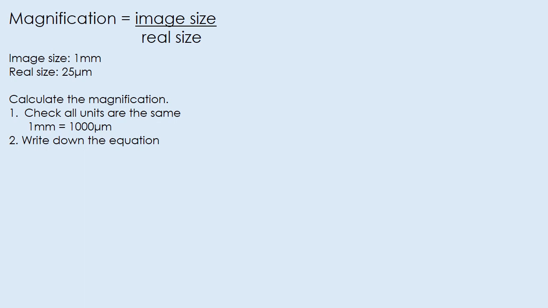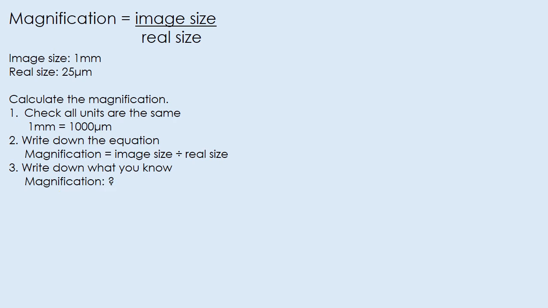Next up, we're going to write down our equation. So we know that magnification equals image size divided by real size. And we're going to write down the parts that we know already. Now, we don't know what the magnification is. That's what we're trying to find out. We know that the image size is 1,000 micrometers, and we know that our real size is 25 micrometers.